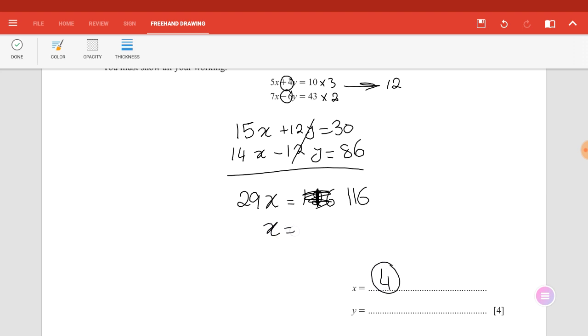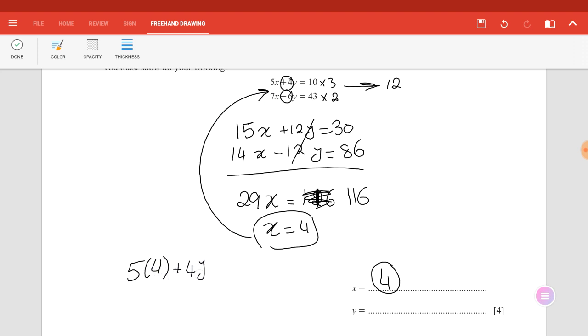so x equals 4. Now you can use one of the two simultaneous equations to get y. 5 multiplied by 4 plus 4y equals 10. So 4y equals 10 minus 20, y equals negative 10 over 4, which is negative 2.5.